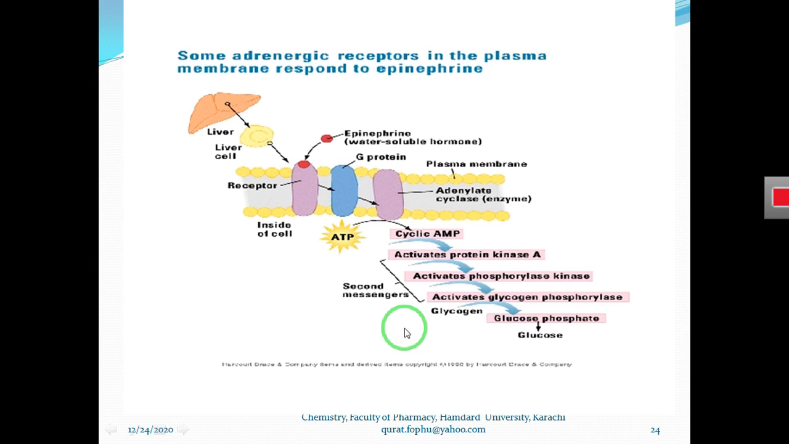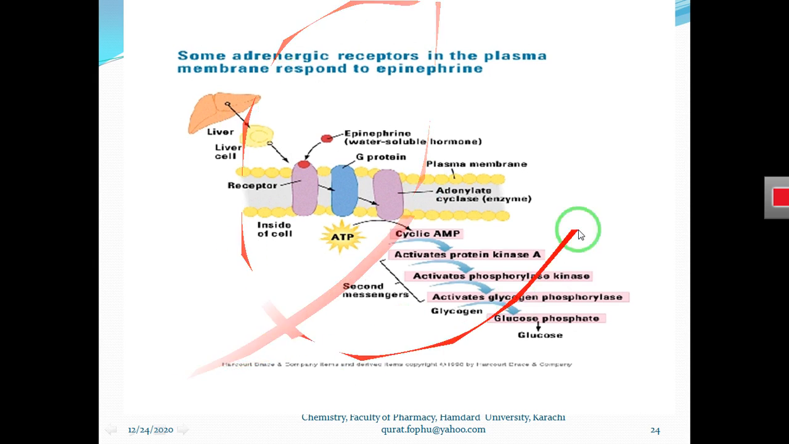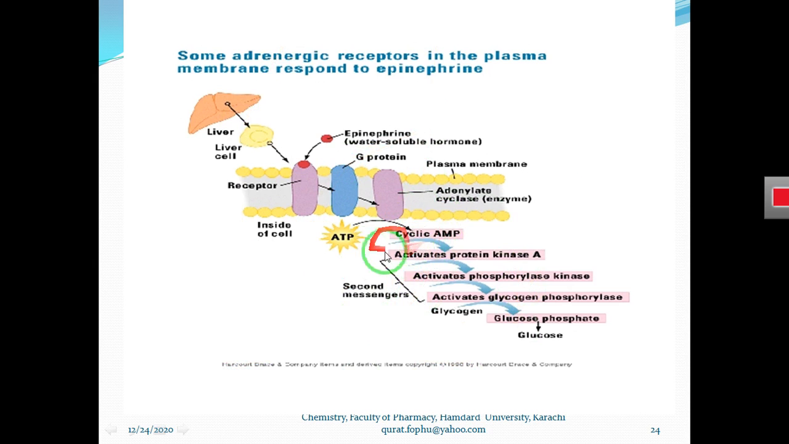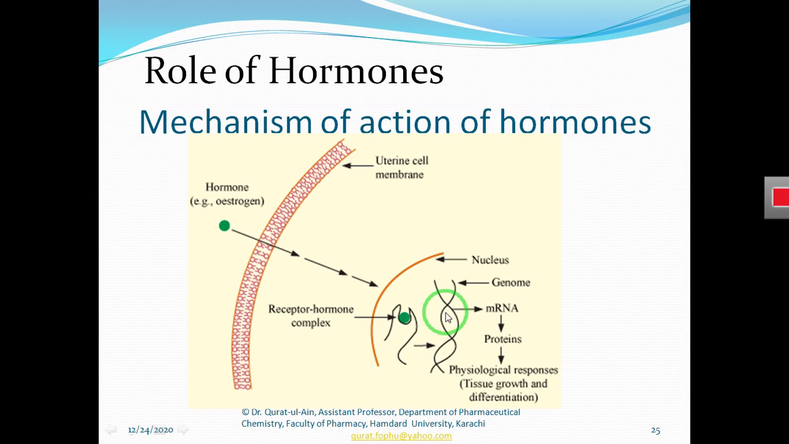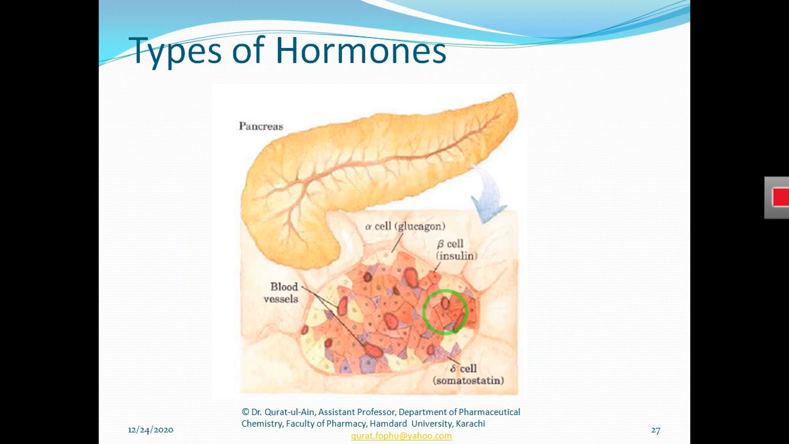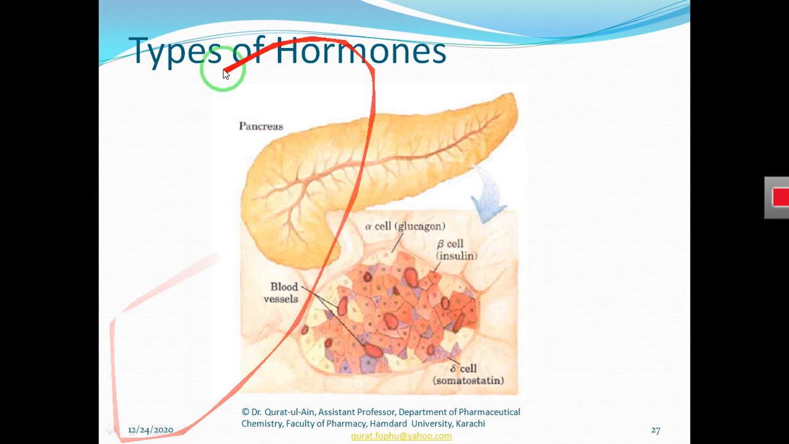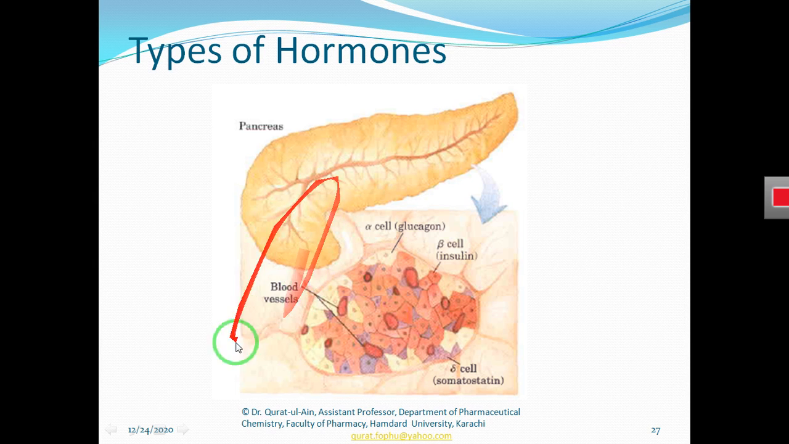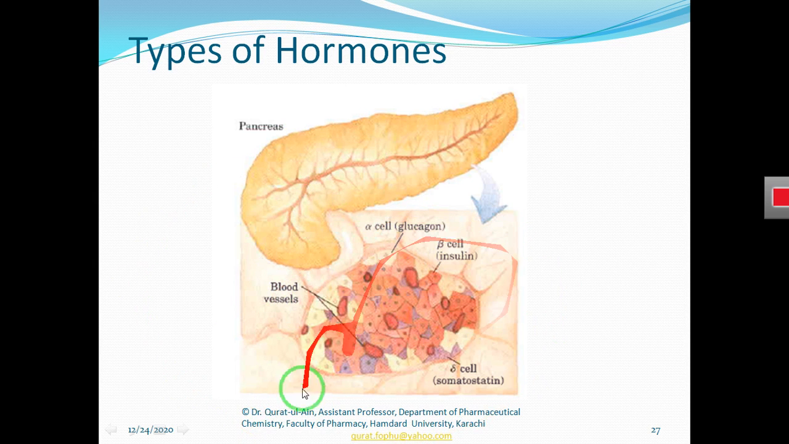And how does it initiate the biological responses? This is the same as here. Cyclic AMP activates protein kinase A, and then the same reaction takes place here. So this was the whole mechanism of action of hormones. So what are the main types of hormones that are present in our body? Actually, in our liver and pancreas, the main hormones present are glucagon, insulin, and somatostatin.